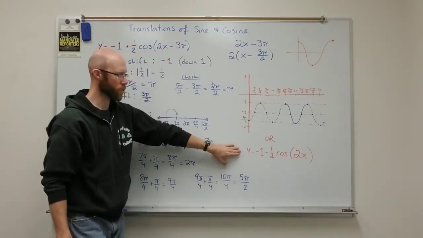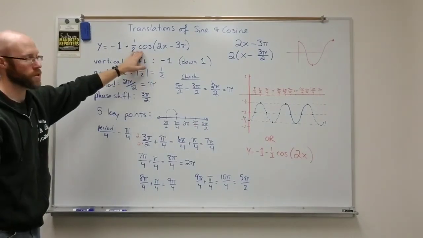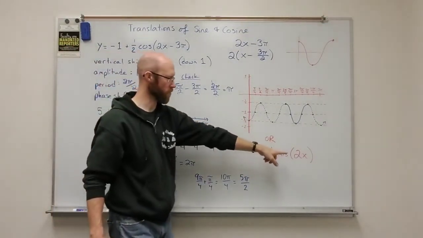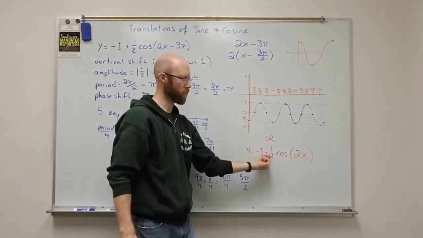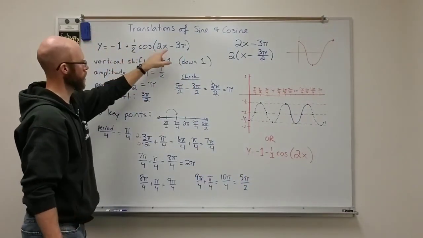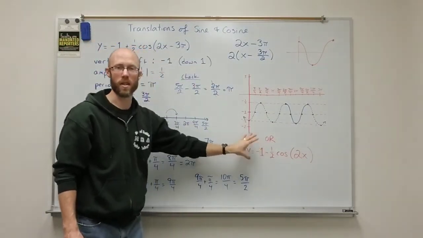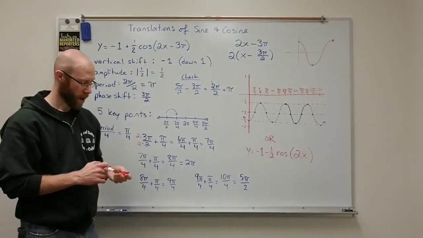And so this equation actually gives you the exact same graph as this equation. Okay, so here you have no phase shift, but a vertical reflection. Here you have no vertical reflection, but a phase shift. It's kind of interesting, they give you the exact same graph.